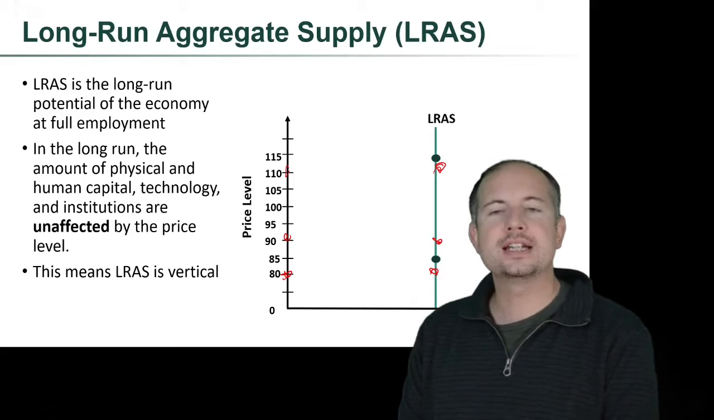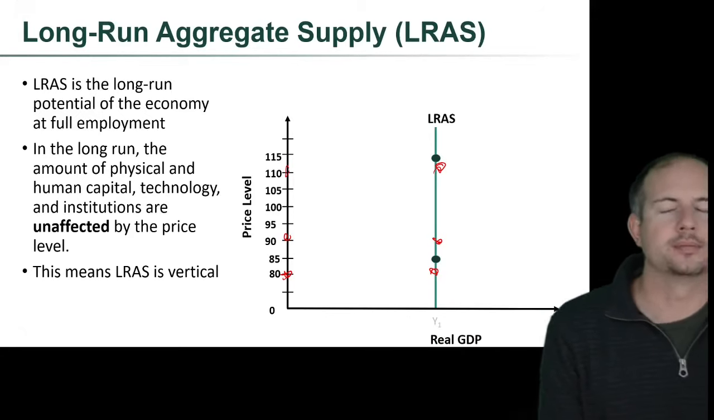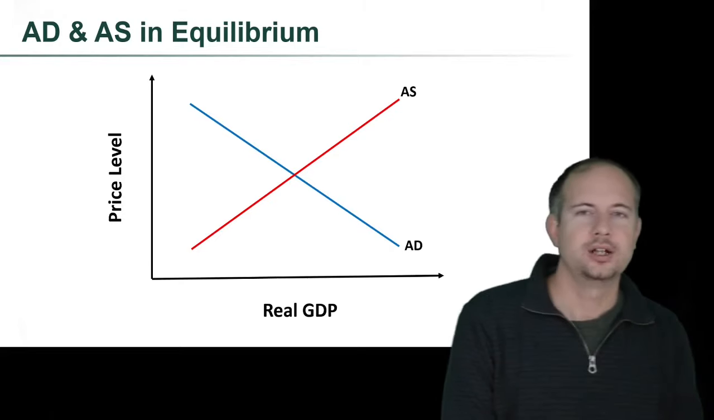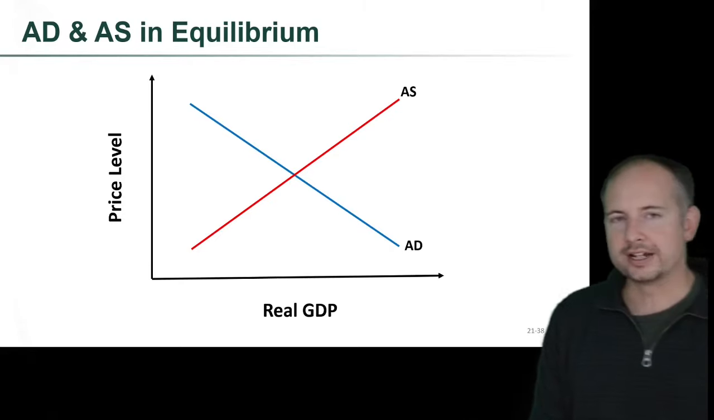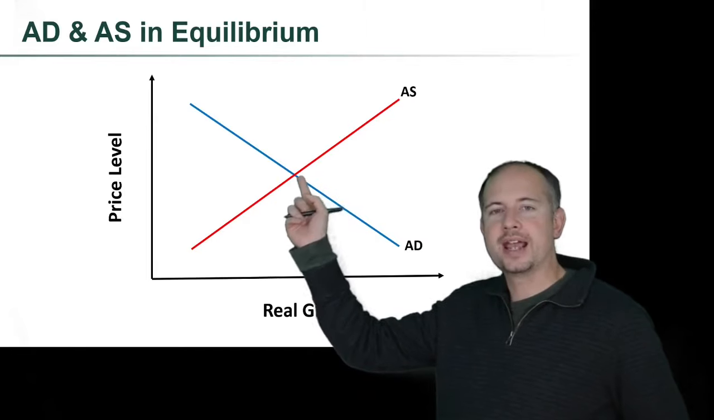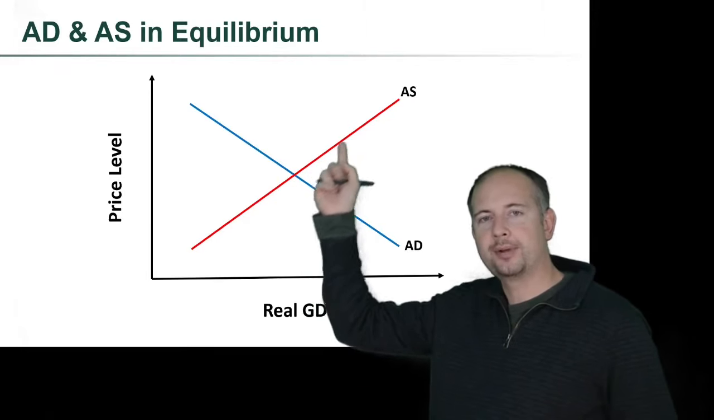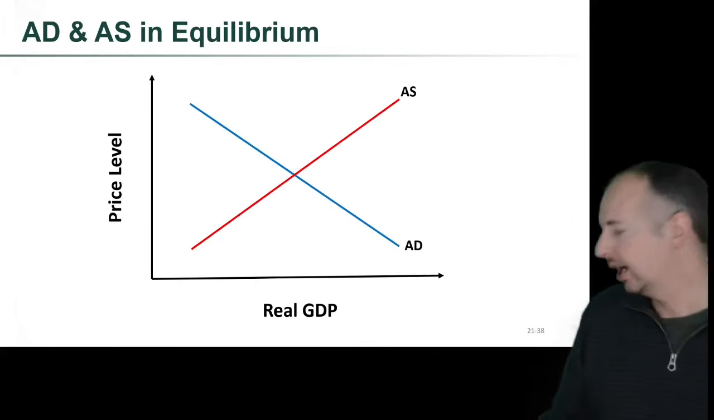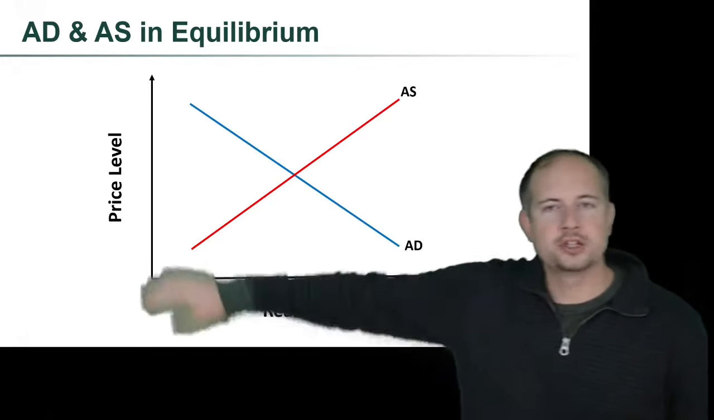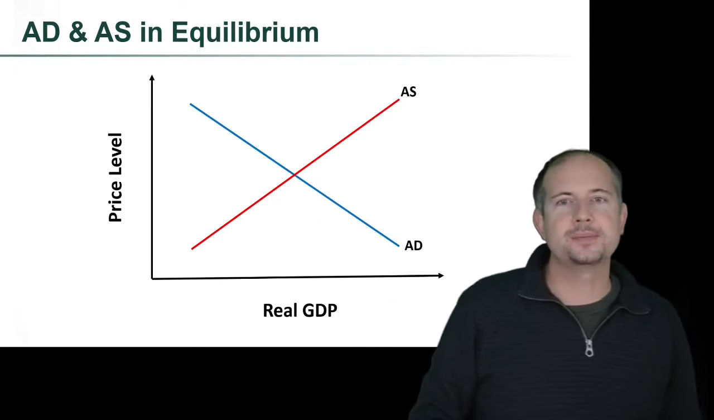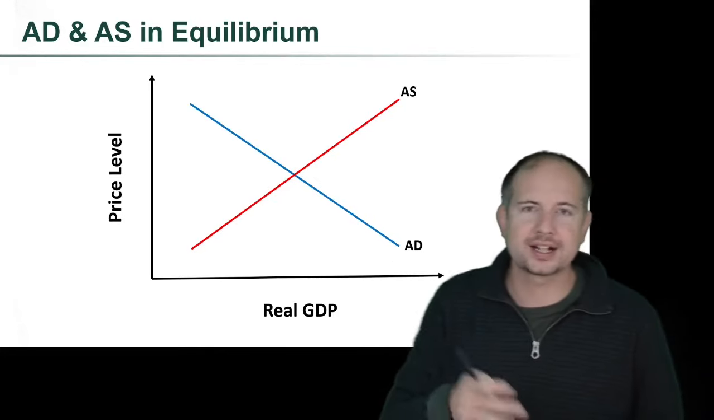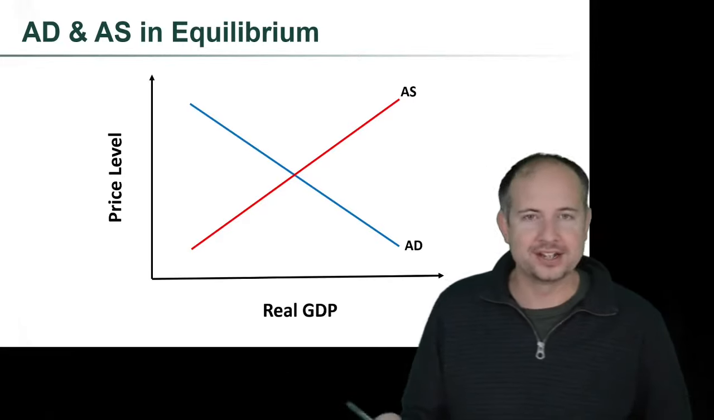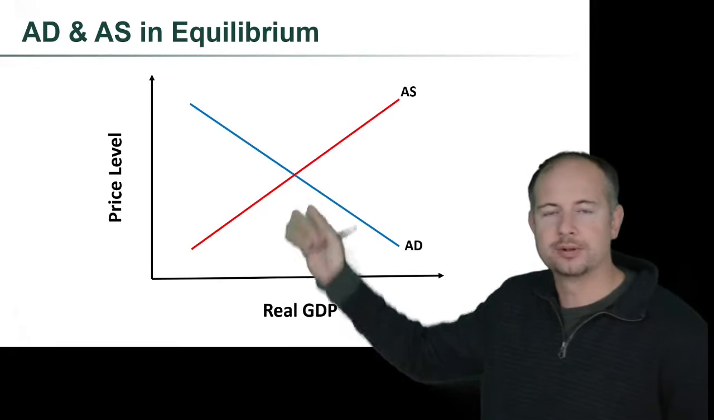So now let's think about what long run equilibrium looks like. Long run equilibrium means that aggregate demand is equal to aggregate supply. Notice this is short run aggregate supply. So everything is in equilibrium in the short run. This means that we don't have a bunch of products that are unsold. We don't have a bunch of people wanting to buy stuff that isn't available. That's what we mean by equilibrium.